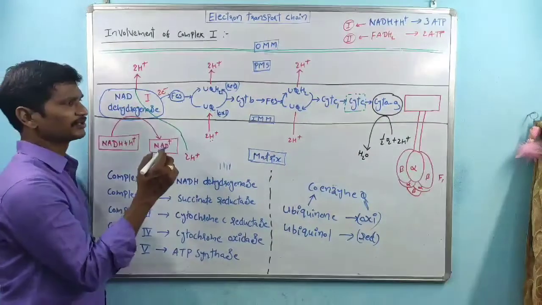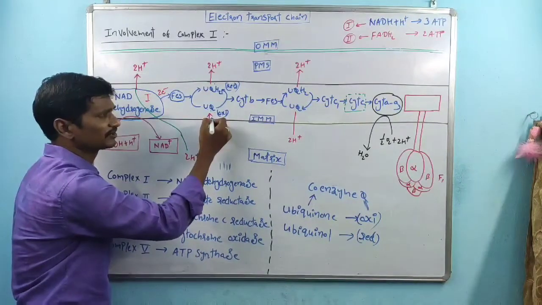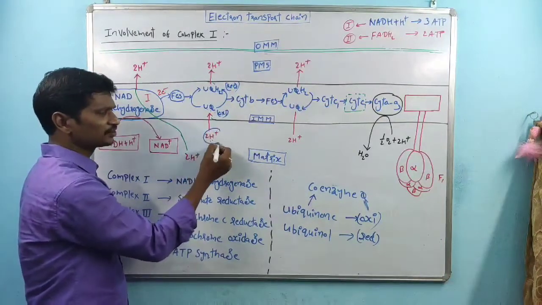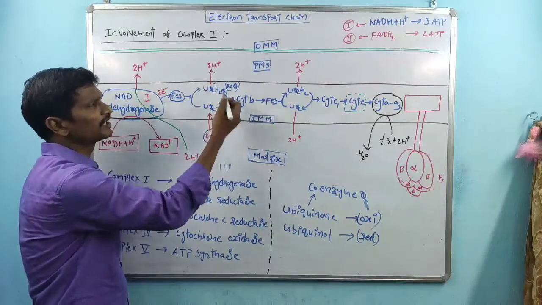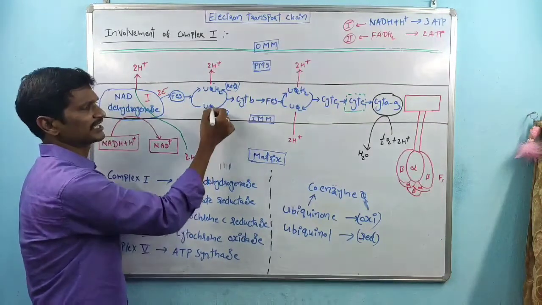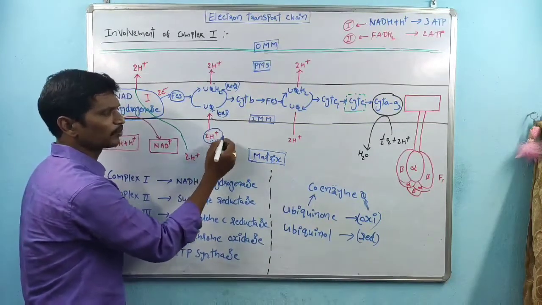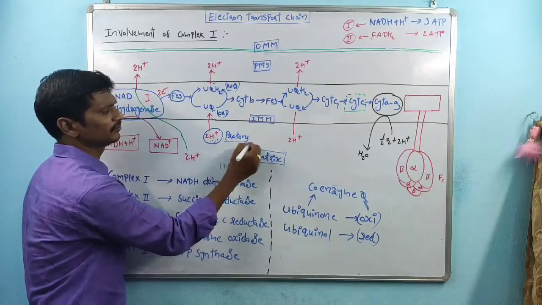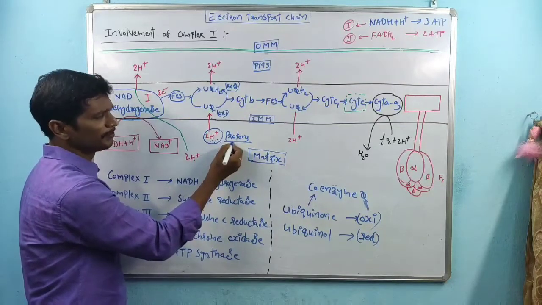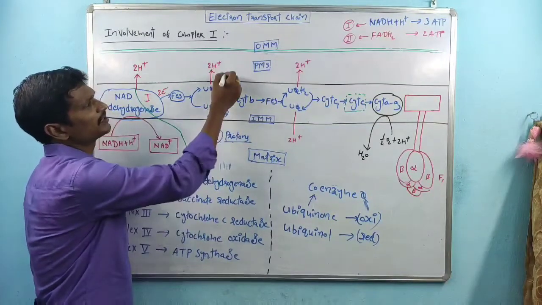Then this enzyme has the capacity to move from the inner side to the outer side. It accepts the electrons and it accepts the protons. So ubiquinone accepts the protons from the matrix. Then these protons are pumped from the matrix to the perimitochondrial space.